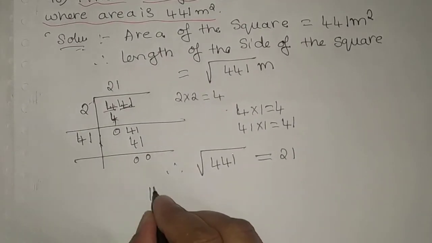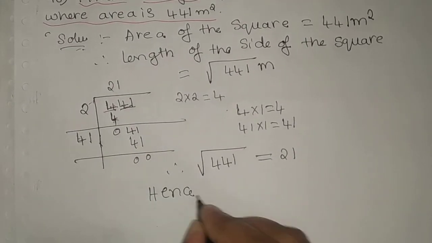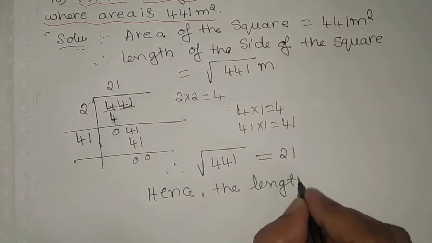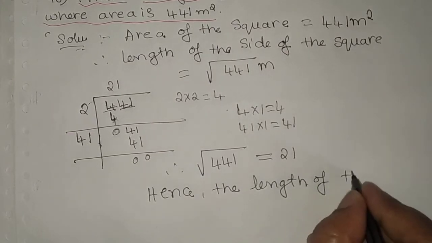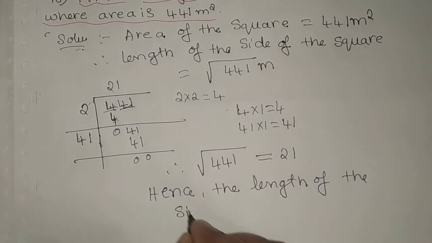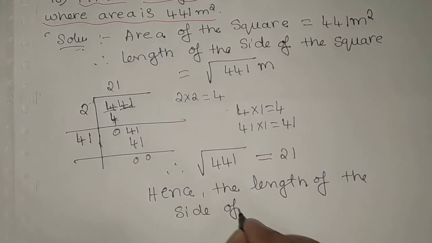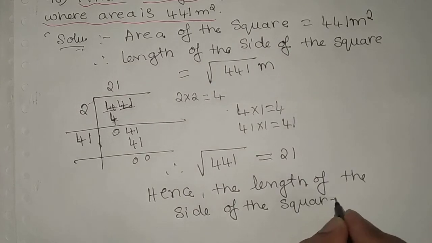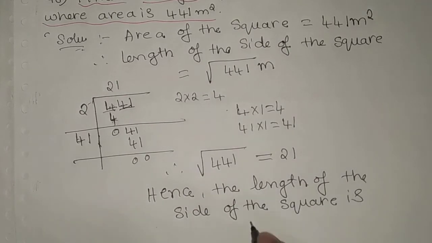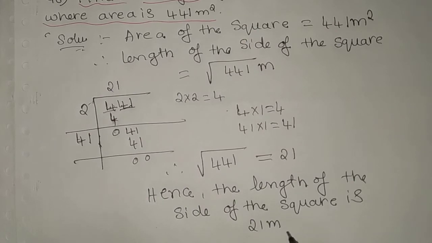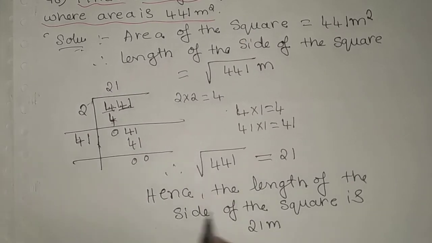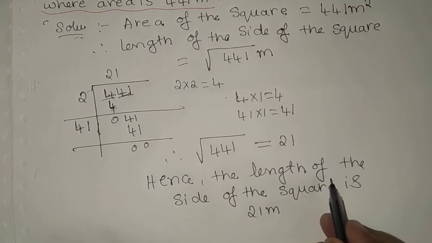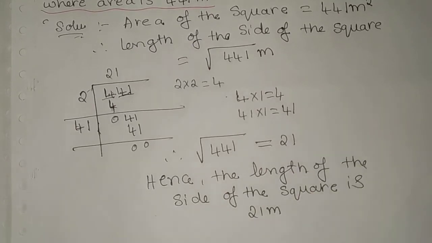Hence the length of the side of the square is 21 m. Okay, this is the solution for the above problem, that is the sixth problem.